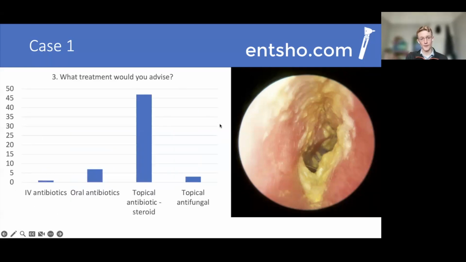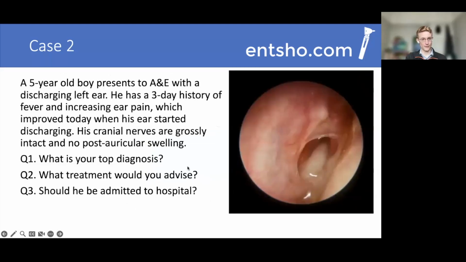And then we've already talked about this, but what treatment would you advise? Absolutely, most of you are right with topical antibiotic steroid drops being the mainstay of treatment. IV antibiotics without any evidence of complication, such as necrotizing otitis externa, are not needed. Oral antibiotics, as we talked about, are much less effective than topical antibiotics. And this doesn't look like a fungal infection. There are no spores you can see in the canal. So yeah, everyone's right. So we're moving on to case 2.